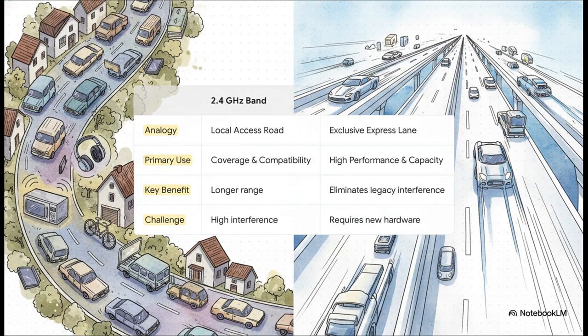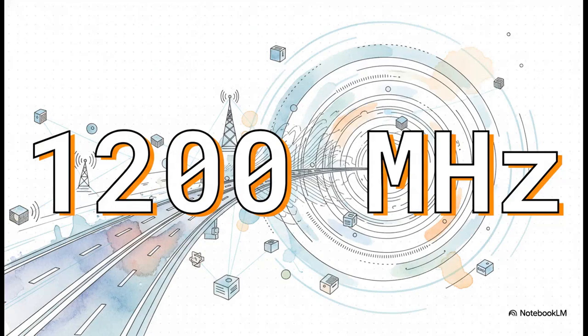But the 6 gigahertz band? Whoa. That's the brand new exclusive multi-lane express lane. It's built for one thing: pure, unadulterated speed. And why is it an express lane? Let's talk numbers for a second. First off, just look at the sheer size of it. The 6 gigahertz band opens up a staggering 1,200 megahertz of clean, totally fresh spectrum. That is a massive expansion of our wireless highway. Just a huge amount of new real estate for our data.